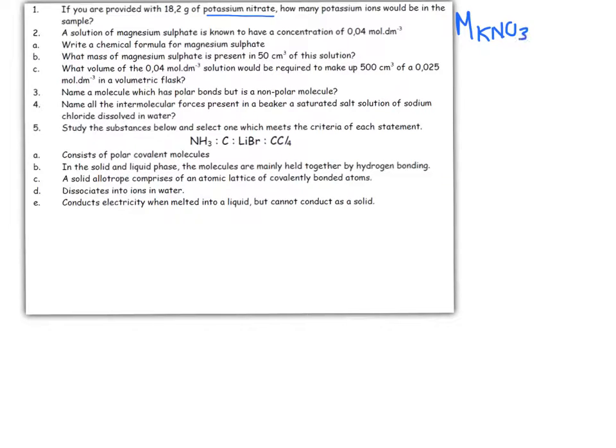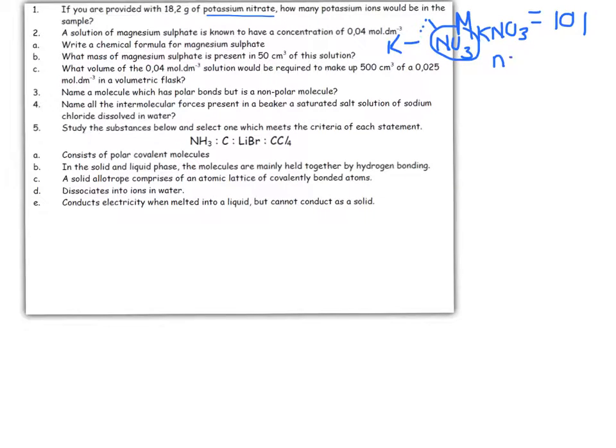I need to know what potassium nitrate's formula is. And the way that I do that is I say potassium has a valency of 1 because it's in group 1. Nitrate is NO3, and you're expected to know this now. And it has a valency of 1, so it's KNO3. And the molar mass is therefore 39 plus 14 plus 3 times 16, and that turns out to be 101.